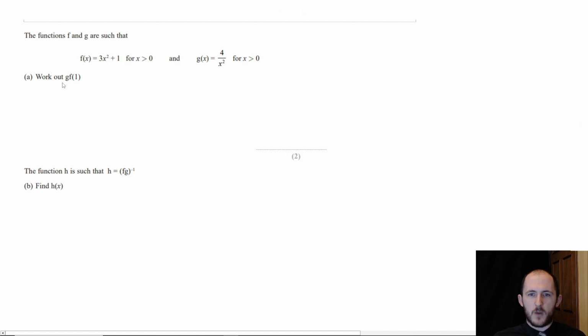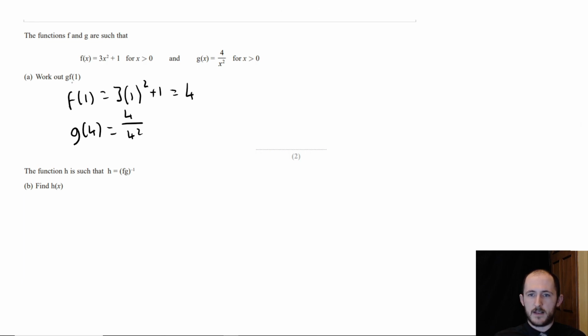Okay, so first one, work out g f of 1. So again, my recommendation is find out what f of 1 is. This was an Edexcel question, just so you're aware. But again, you'll find that they all look the same. So 1 squared is 1, times 3 is 3, plus 1 is 4. So then all we're doing is subbing in g of 4, which is 4 over 4 squared. So technically speaking, you can just cancel that and you get a quarter. So 1 over 4.